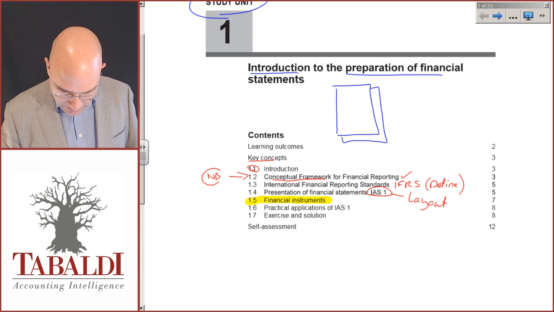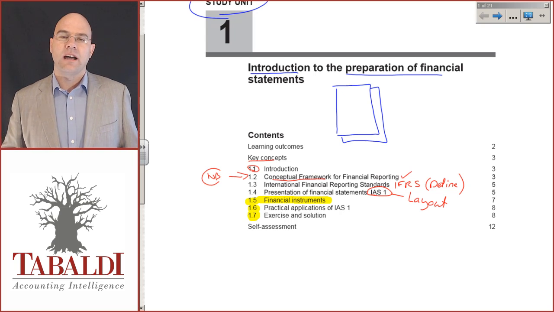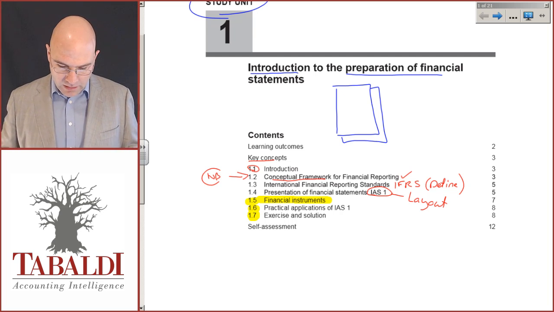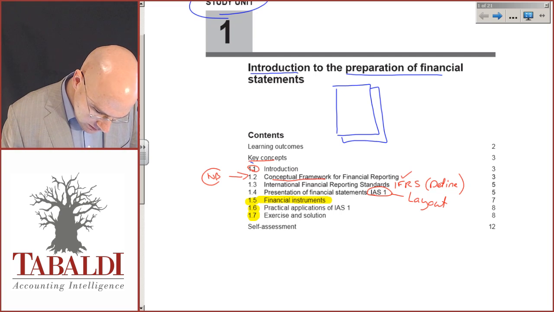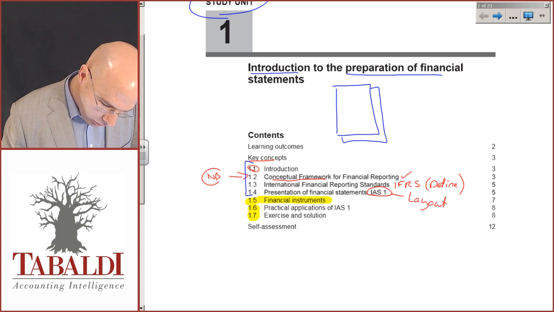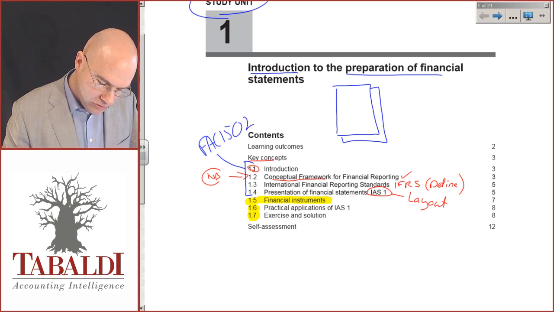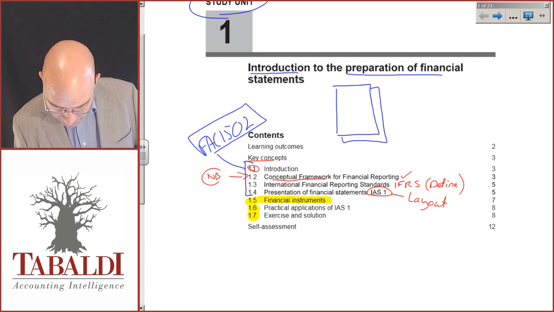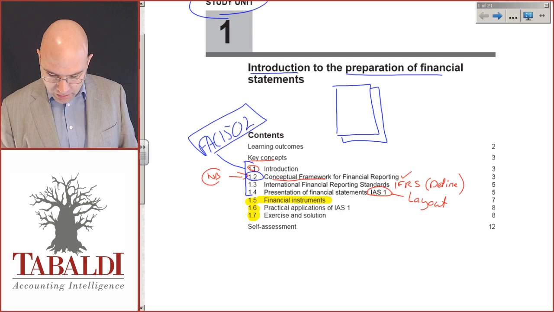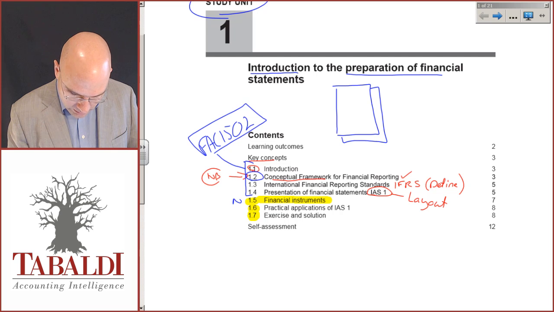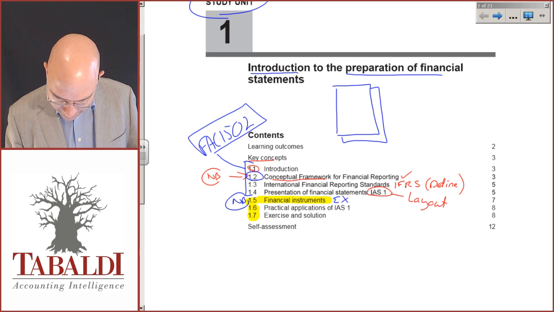Then the rest here is just a bit of a note on practical application of IAS 1, and I want you to work through the exercises and solutions, both in the actual study guide and the additional ones I'm going to give you. So what I need you to know is 1.1 to 1.4, they were all covered within FAC1502 and our revision here. What I do need you to focus on out of those is the conceptual framework, most importantly, the definition of elements, assets, liabilities. Then what will be in the exam is quite a bit on financial instruments.